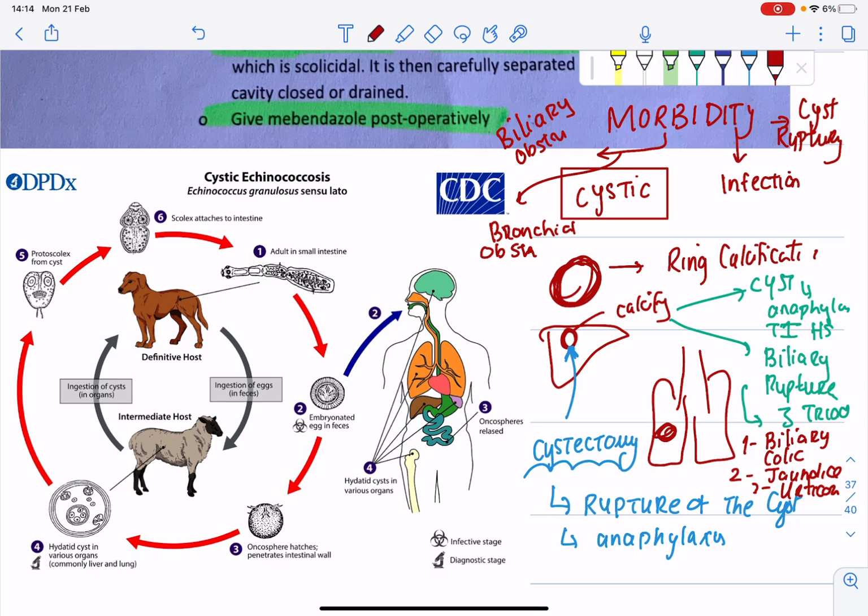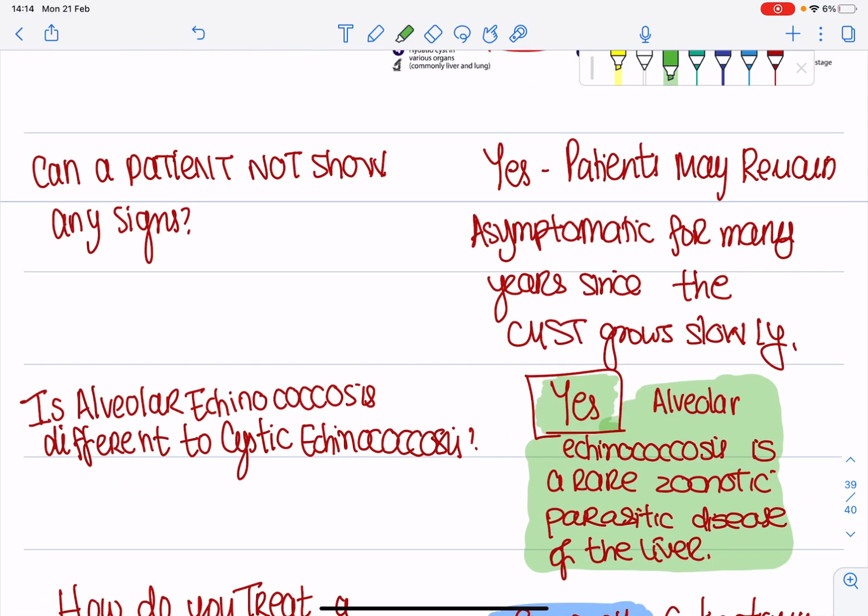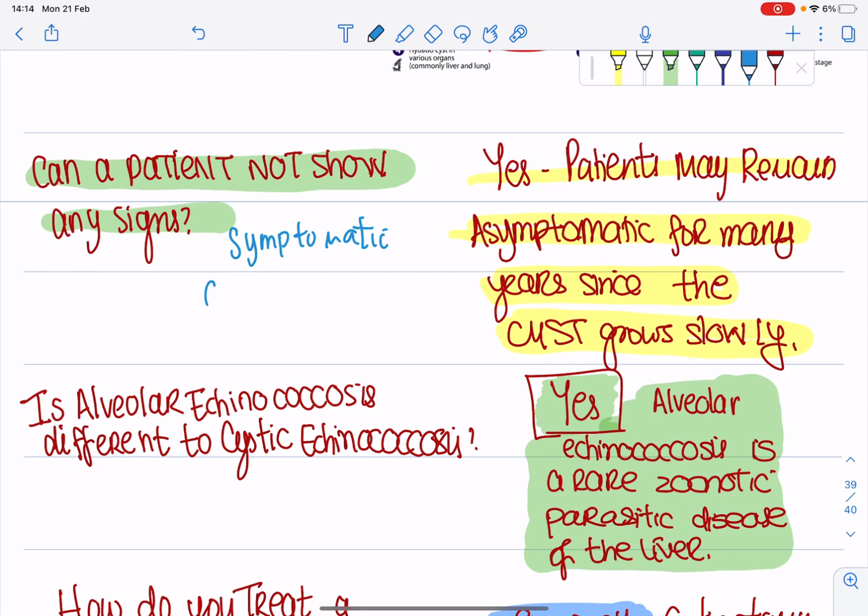Okay, so a lot of these cysts are asymptomatic. Can a patient not show any signs? Yes, they can. Patients may remain asymptomatic for many years since the cysts grow slowly. At what point does the patient become symptomatic? The patient may become symptomatic if the cyst increases in size to greater than 5 centimeters in diameter. That is pretty big.